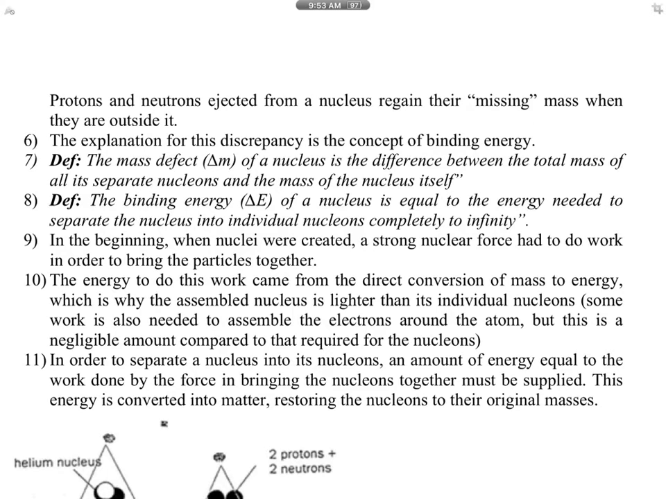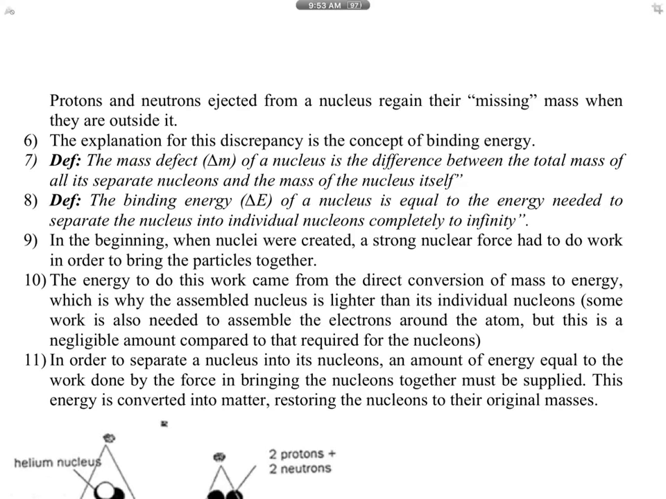So, this is the definition of mass defect. The mass defect is the difference between the total mass of all its separate nucleons. Separate nucleons means the two protons and two neutrons, and the mass of the nucleus itself. Now, the energy that you calculate from this mass defect. So let's say we take this mass defect times c squared, right? We will get E. So what does the E represent? The E, in this case, is the energy that you converted from the mass to come together, right?